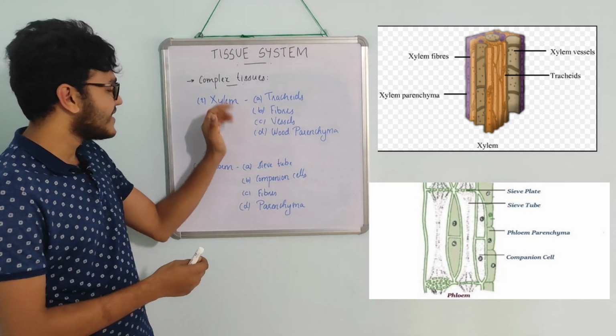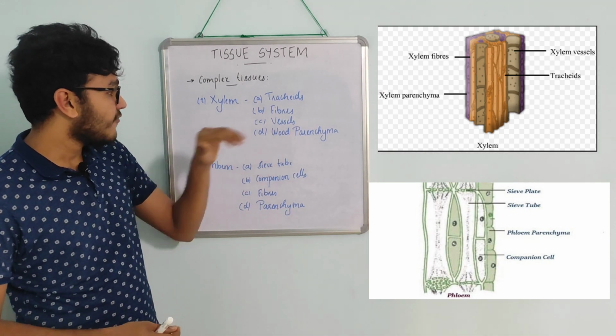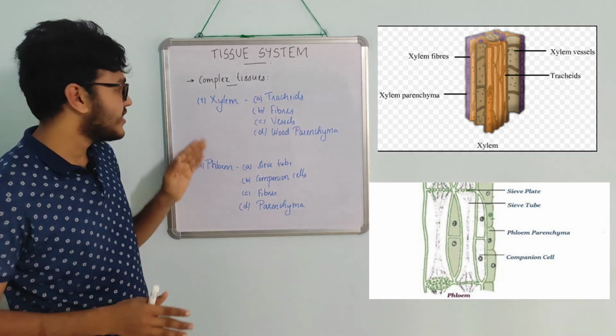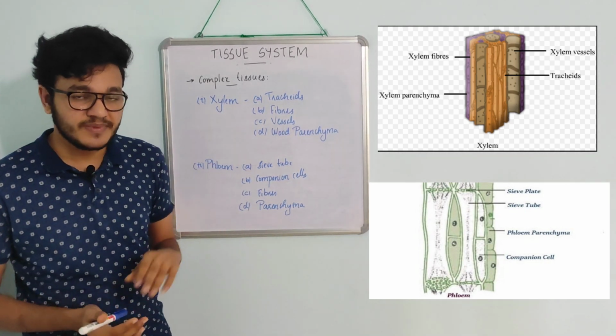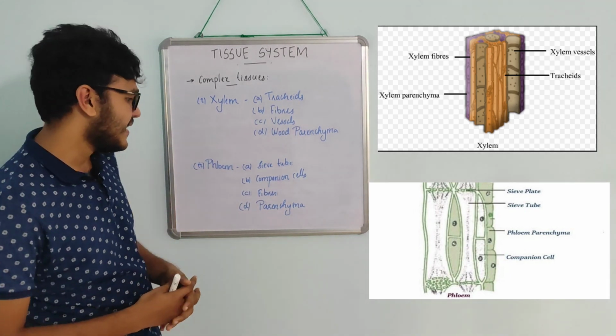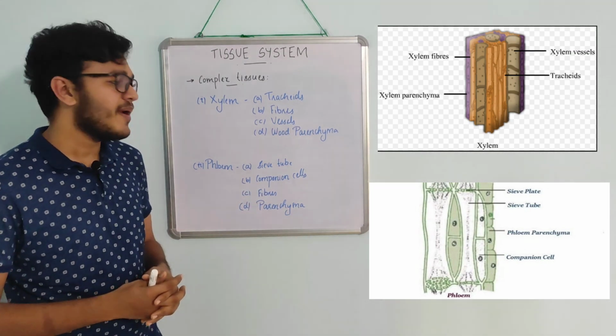For example, if you take the example of xylem, there are tracheids, parenchyma and fibers. They all come together and do a similar function, that is, in the case of xylem, conduction of water. Similarly, in the case of phloem, the main function is conduction of food materials. Different kinds of cells come together and help in conducting food materials.